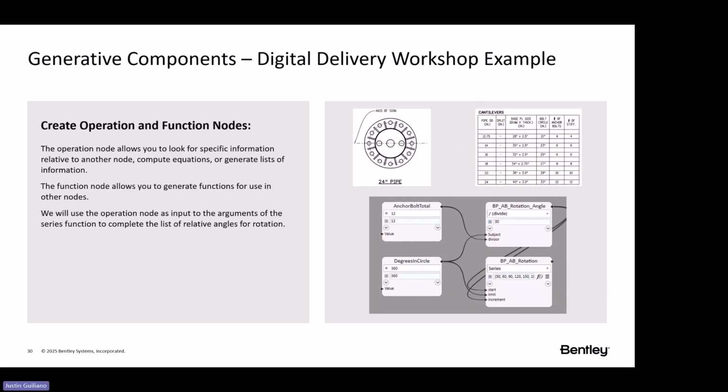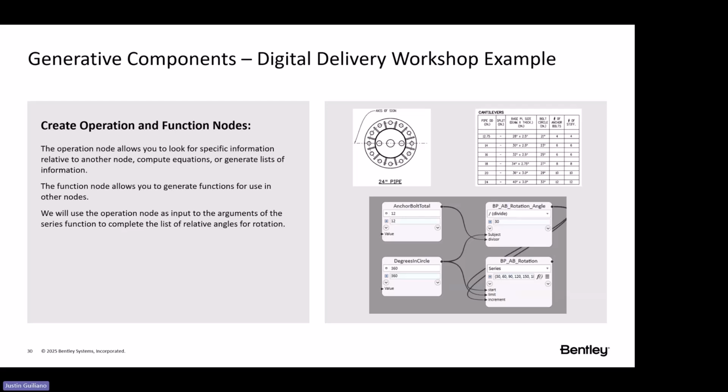All right, so operation and function nodes allow us to do math and organize data without making extra nodes within the model itself. For our example, we're going to use an operation node to divide the degrees in a circle by the number of holes we need. We'll take advantage of the node for degrees in circle and use that as our subject for the operation node and our limit in the function node. So the operation node is dividing the degrees in the circle by the number of anchor bolts, and that's going to give us our spacing. We're going to use that downstream to set our coordinate systems for the arrangement of that bolt pattern.